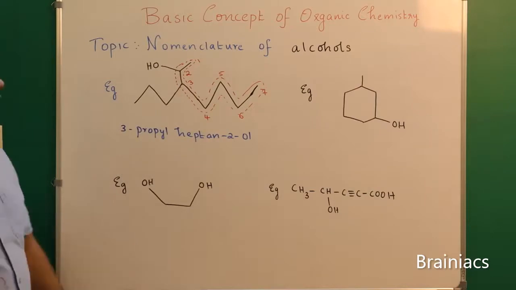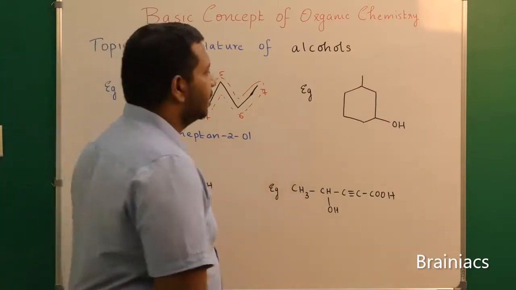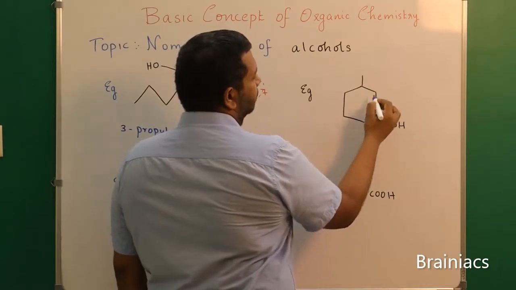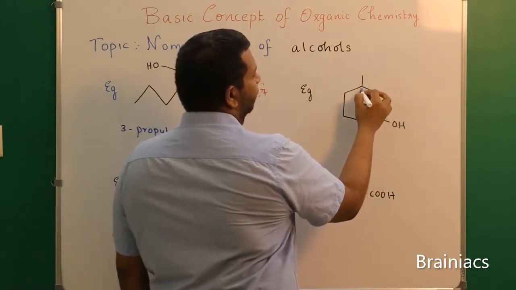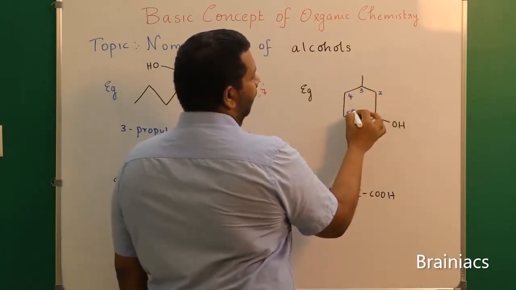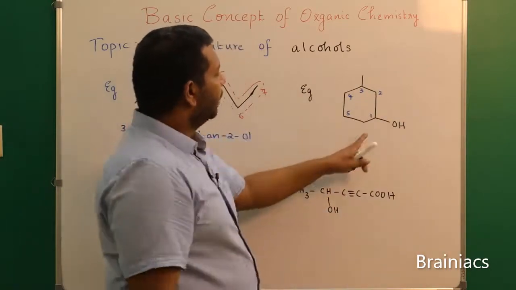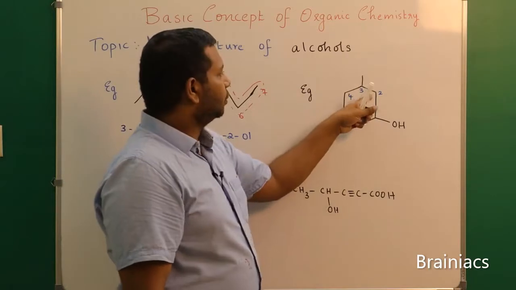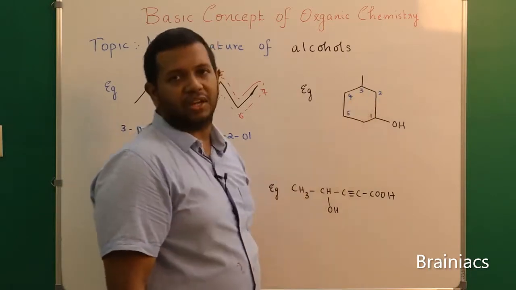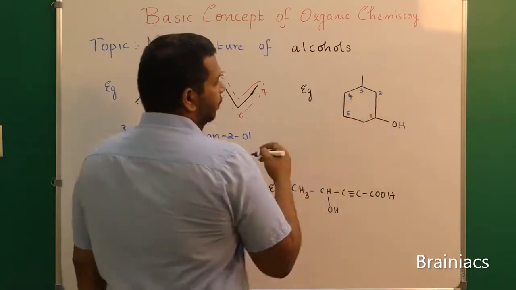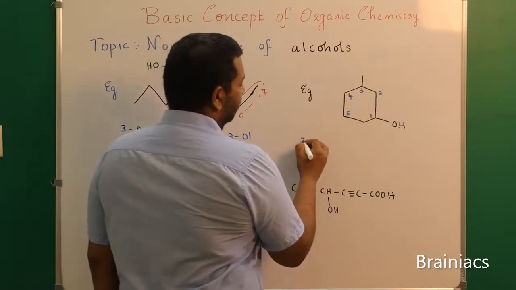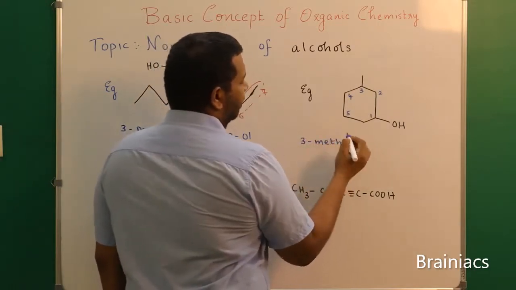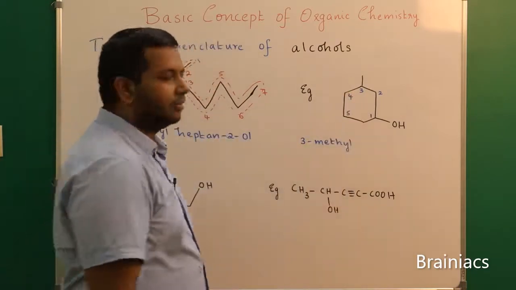Understood? Now coming to the next example, it's a cyclo compound. So again, this should get the lowest possible number. So 1, 2, 3, 4, 5. Correct? If I go the other way, 1, 2, 3, 4, 5 will come here. So the lowest possible numbers here are 1 and 3. So what should be the name of this compound? I know at the third position you have a substituent. So 3-methyl.